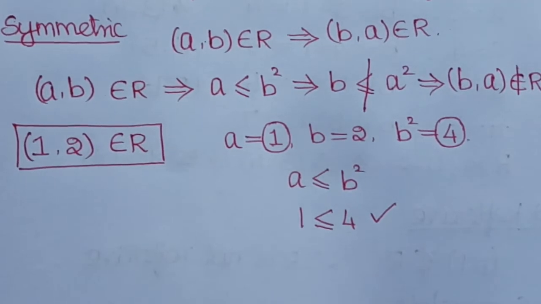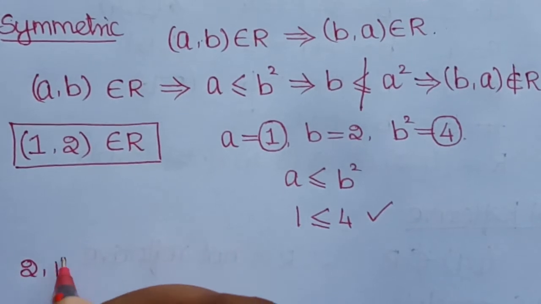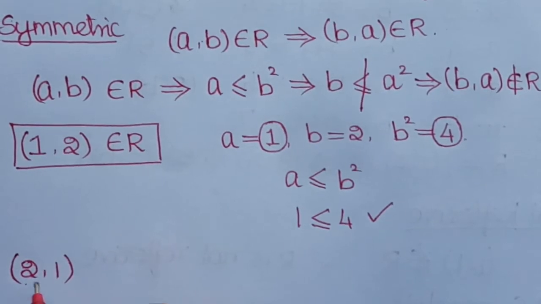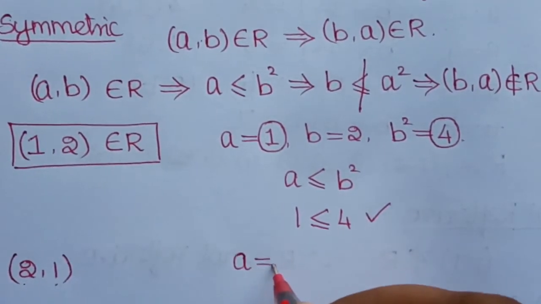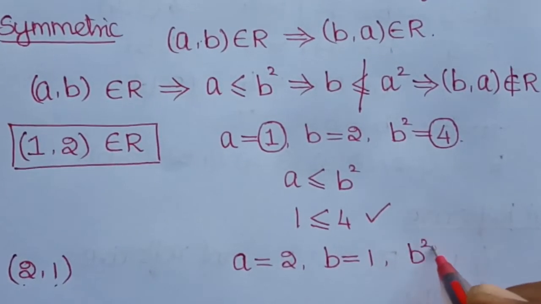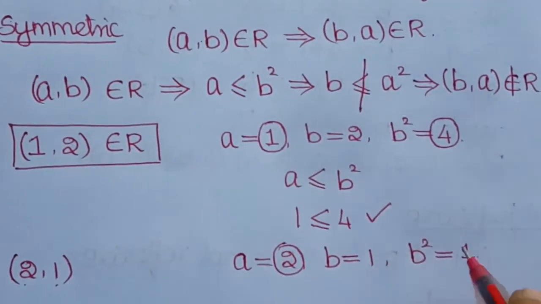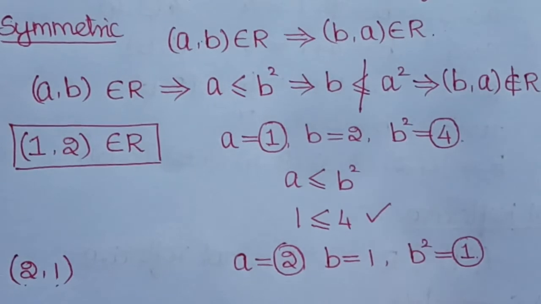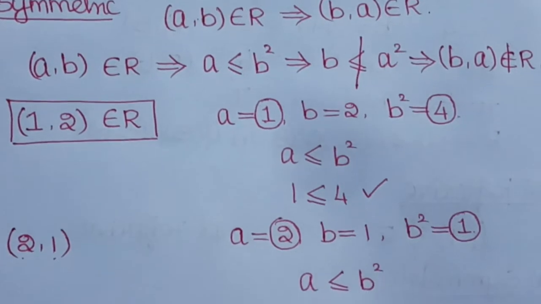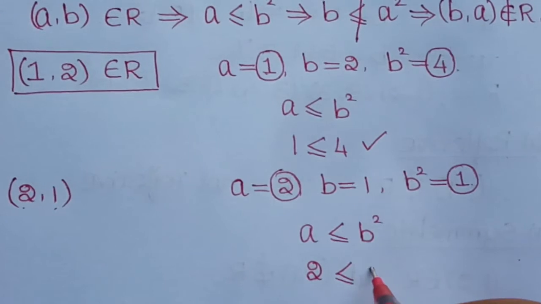What about the reverse of (1, 2)? The reverse of (1, 2) is (2, 1). Now we want to check (2, 1). So this is A, this is B. Now the A value is equal to 2, and the B value is equal to 1. So what about B square? It is also 1. So A value is 2, B square value is 1. So what is the condition? A less than or equal to B square. Here A value is 2 and B square value is 1.